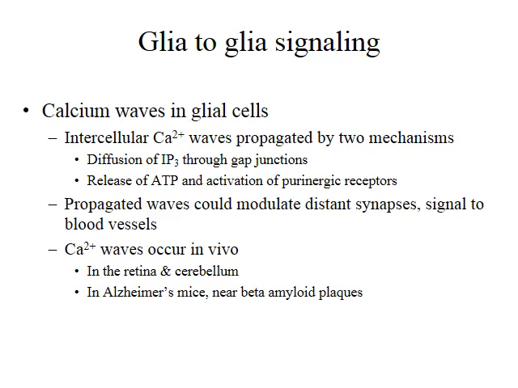And indeed, both in the retina and the cerebellum, it has been demonstrated that calcium waves occur spontaneously in the in vivo animal. And in addition, it's been shown that in the cortex of Alzheimer's mice, calcium waves are spontaneously generated, and the site of initiation of these waves occurs near deposits of beta amyloid plaques. So that raises the intriguing possibility that calcium signaling and propagated calcium waves could be involved in some way with the pathological processes occurring in Alzheimer's and perhaps in other diseases as well.